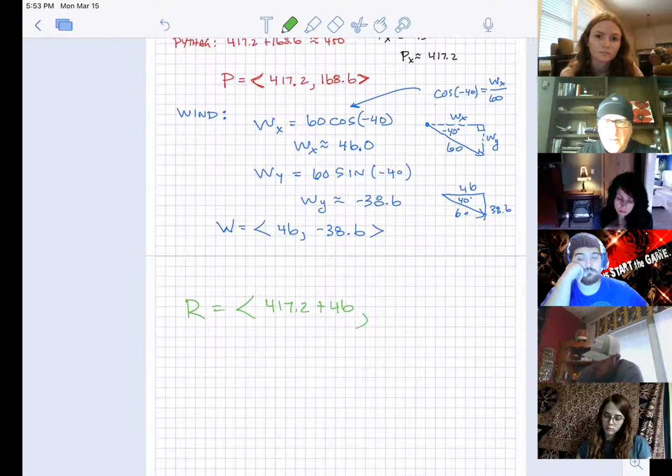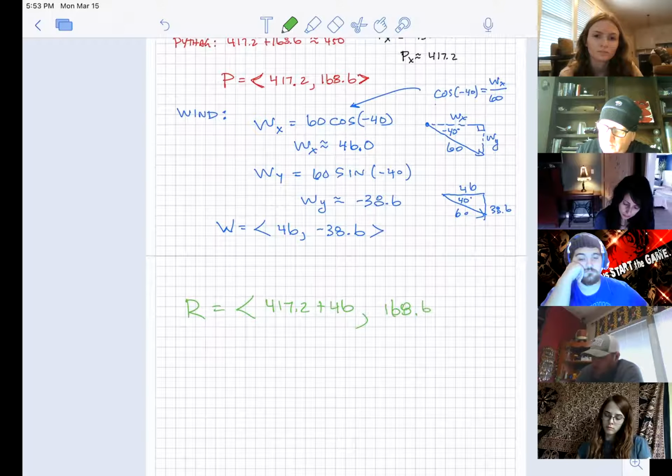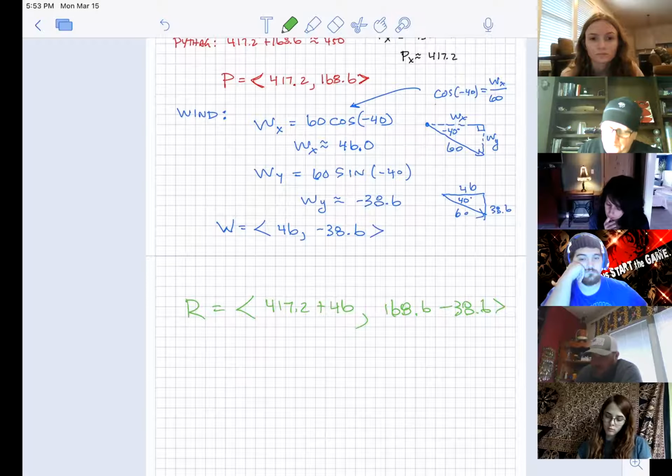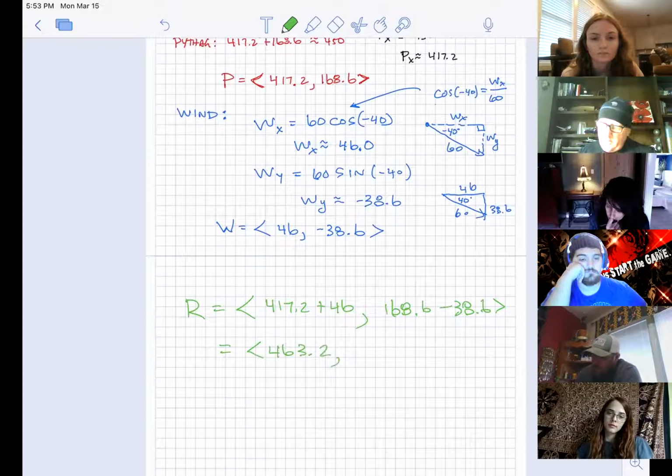So I don't have to do the law of sines, law of cosines. To get the y coordinate, I go 168.6 and I add, or in this case subtract, 38.6. So I'm doing that quickly on my calculator for 17.2 plus 46. I got 463.2, and 168.6 minus 38.6 is 130, I can do that in my head.